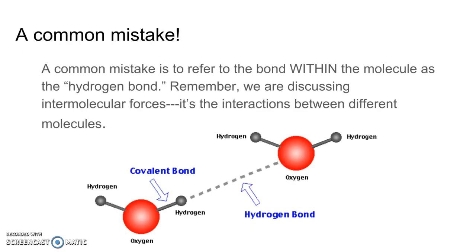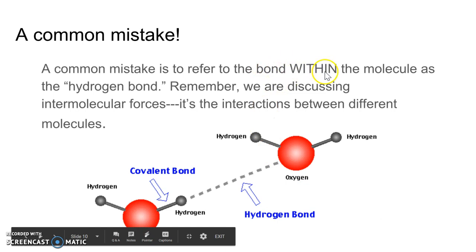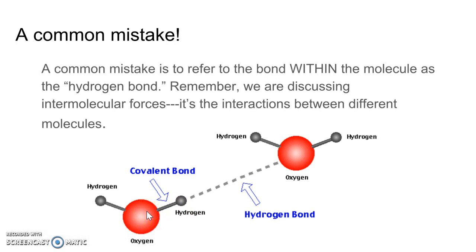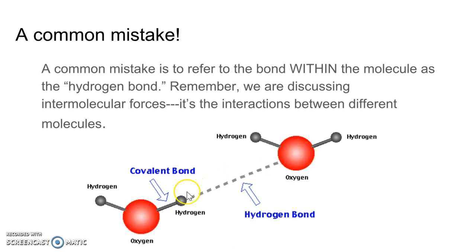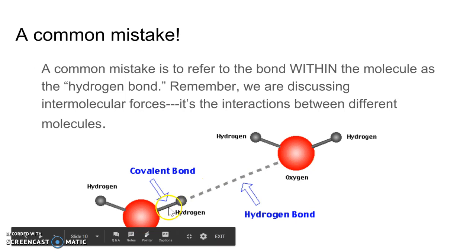Another common mistake is also to refer to the bond within the molecule as the hydrogen bond, because you're like, oh, it's a hydrogen bonded to something. We're talking about intermolecular forces. We are not talking about bonds. This is a covalent bond. The attraction between this hydrogen on this molecule and the oxygen on this water molecule is the hydrogen bond. Please do not call this a hydrogen bond. It's not. We're talking about intermolecular forces, different molecules.